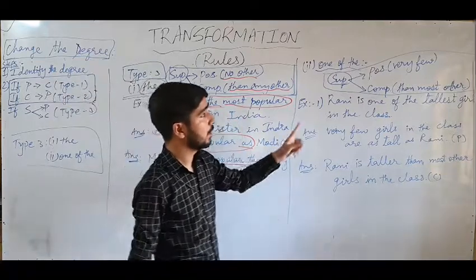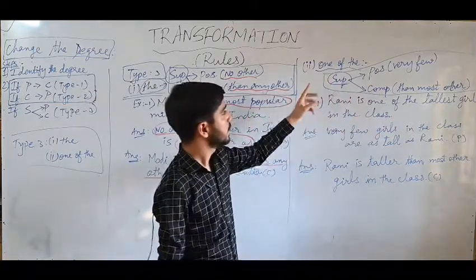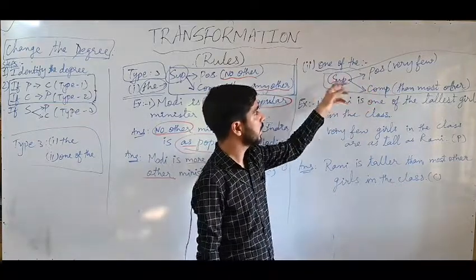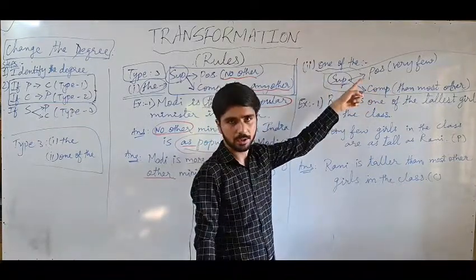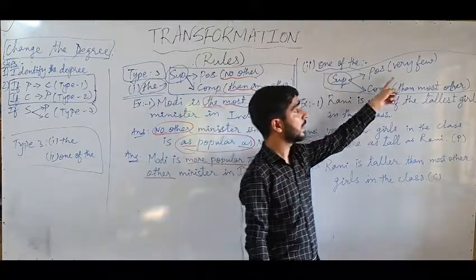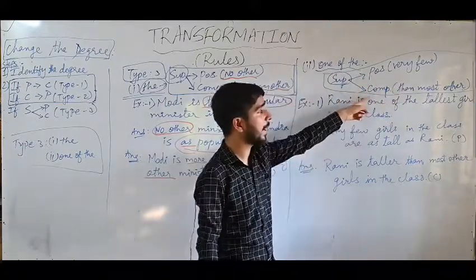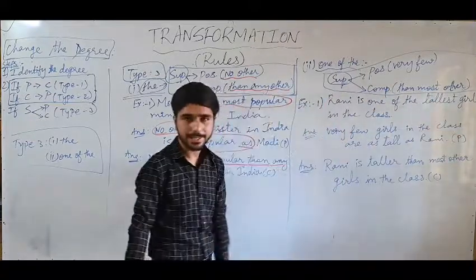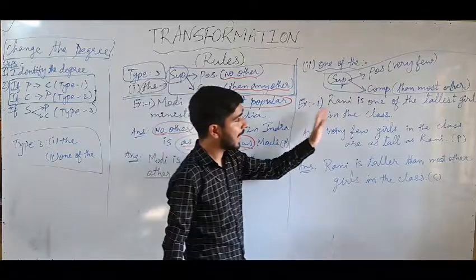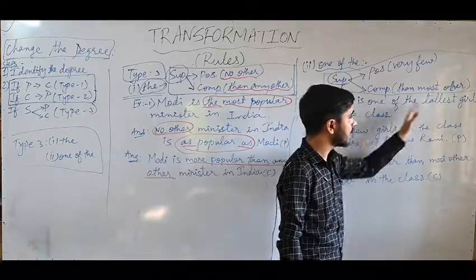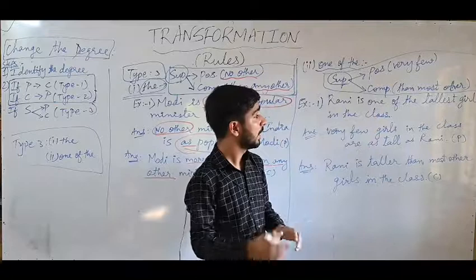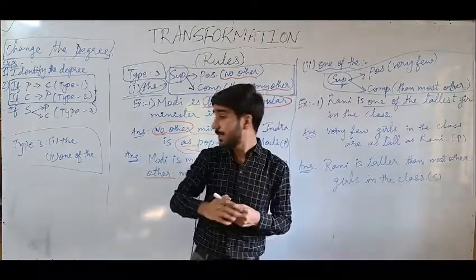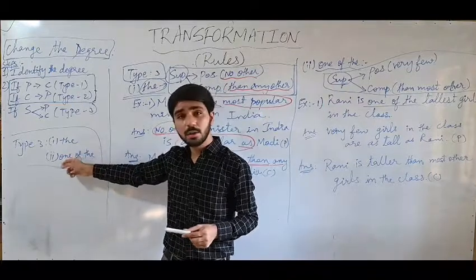Now type 3 rule number 2. See, from superlative to positive, when you are changing, when you see "one of the" in the sentence, use "very few", and while changing to comparative, use "than most other". See, let us look at the example. You will understand better. Rani is one of the tallest girls in the class. Right now, can you see over here? "One of the". So "one of the" is given, means it is type 3 rule number 2.